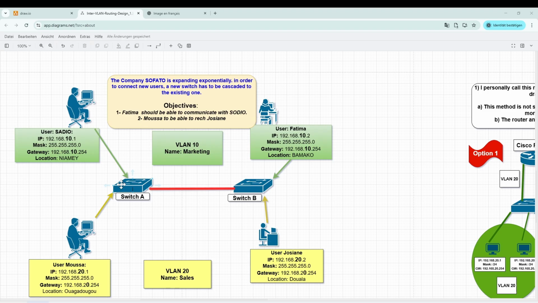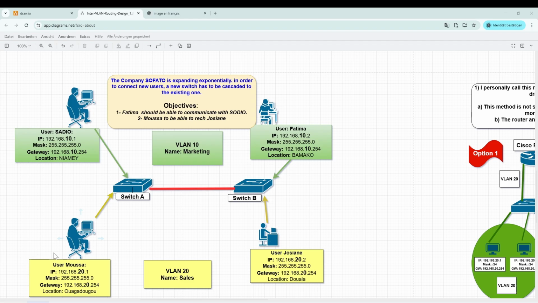Then, given the fact that half of the users are in subnet A and the other part in subnet B, meaning two completely distinct subnets, the green users cannot communicate with yellow users because they are not in the same subnet, even though they are all in the same VLAN.